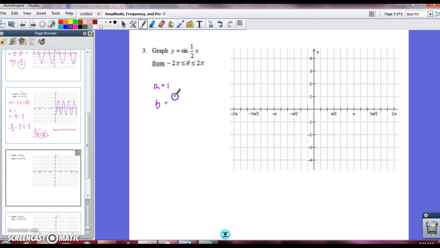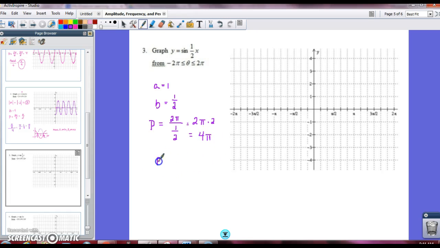My frequency is 1/2, so I'm only completing half of a cycle from 0 to 2 pi, which means my period is 2 pi over my frequency, which is the same as 2 pi times 2, which gives me 4 pi. So I would complete one cycle in 4 pi radians. Notice my graph only goes out to 2 pi, so I'm only going to complete half of a cycle in 2 pi if the whole cycle would take 4 pi.